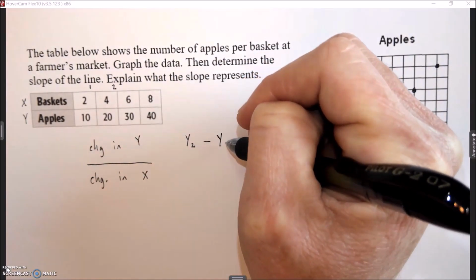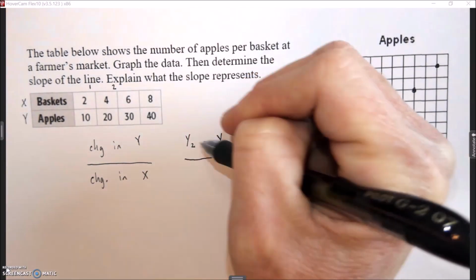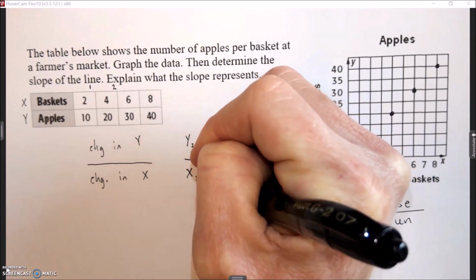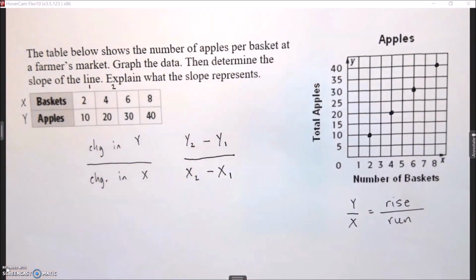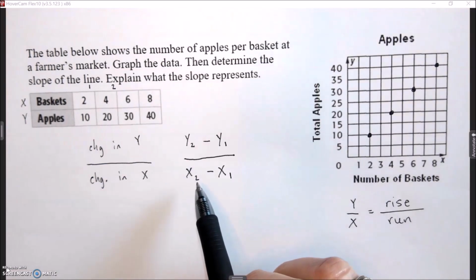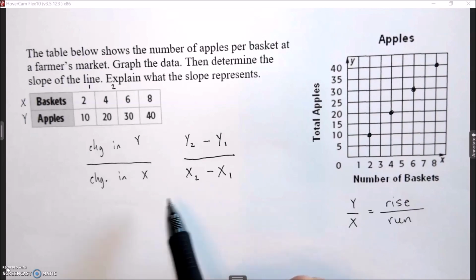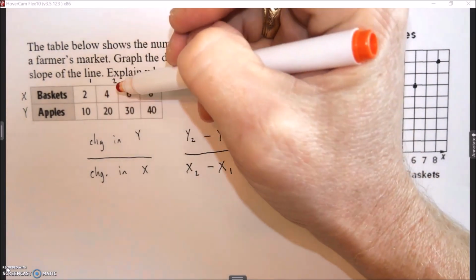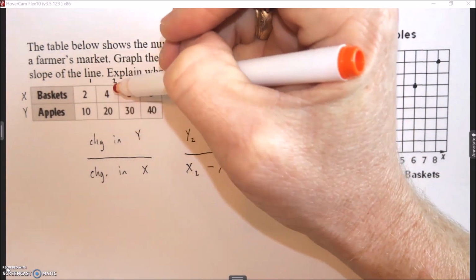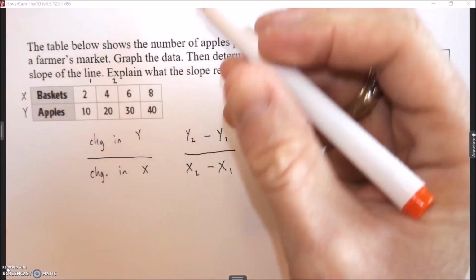minus the first y that's listed, over the second x that's listed minus the first x that is listed. Again, this tiny 2 does not mean x squared. That 2 just represents the second x that's listed. So these were the second ordered pairs. These are the first set of ordered pairs, okay?